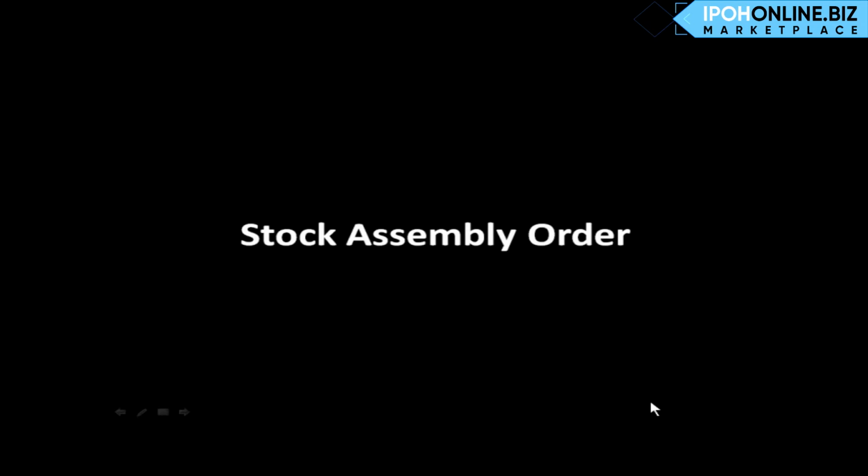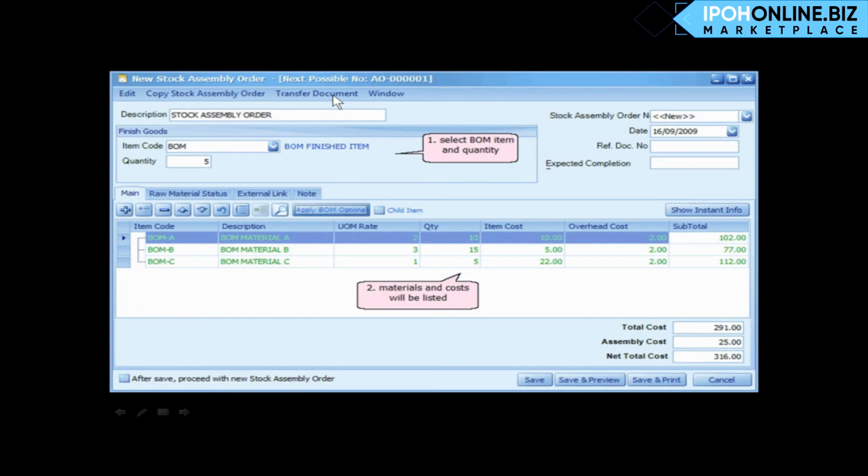Just like the function of sales order or purchase order, stock assembly order will not affect stock movement. It can be transferred to stock assembly, and there will be an outstanding report on stock assembly orders that have not been transferred. Go to stock assembly order, click on Create a new stock assembly order. You may click on Transfer Document to transfer from sales order.